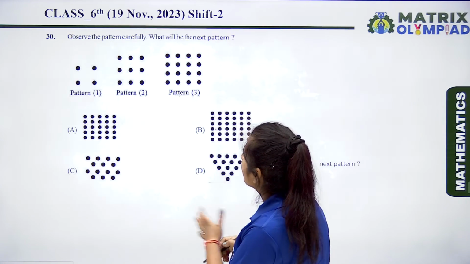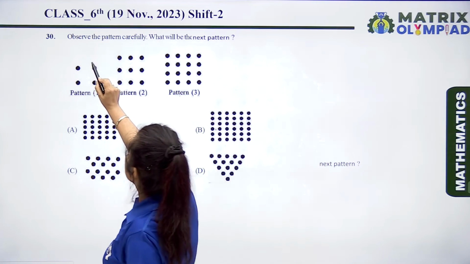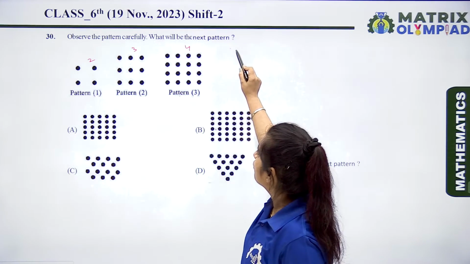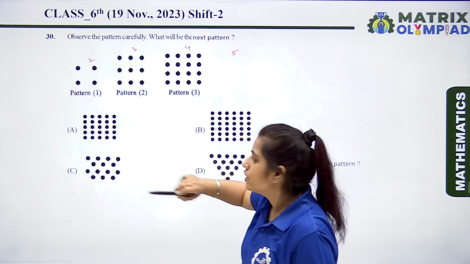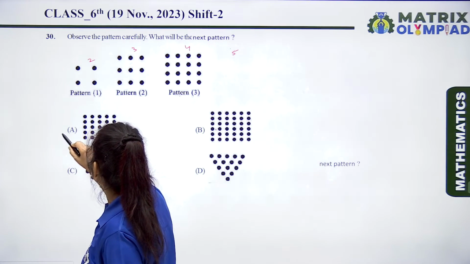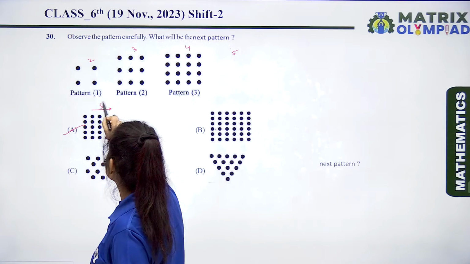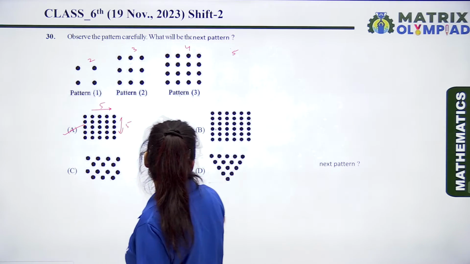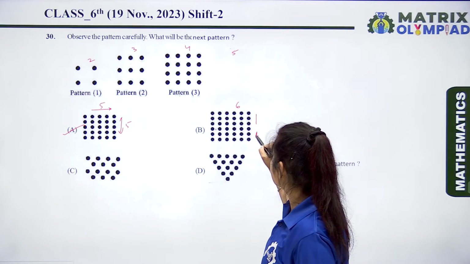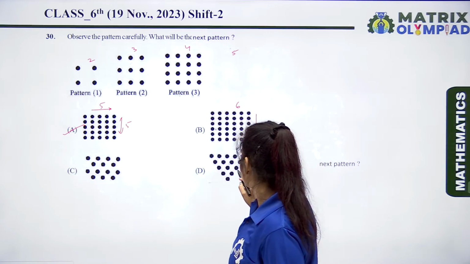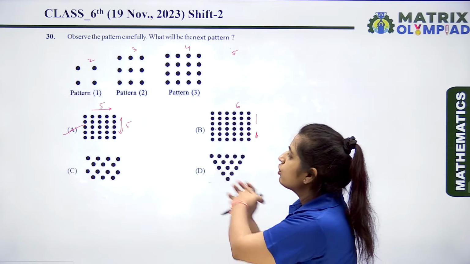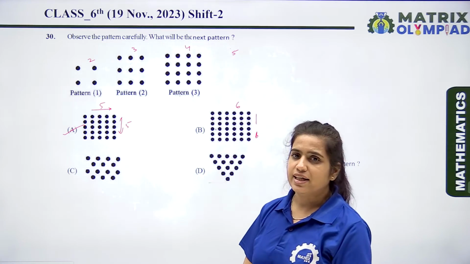So the next pattern will be, here we have 2, this is 3, this is 4, and the next pattern will have 5 dots. In option A we have 5 by 5 dots, this is 5 and this is also 5. Here we have 6 by 6, here a triangular shape, and this is an irregular shape. So according to the pattern, option A is the correct answer.